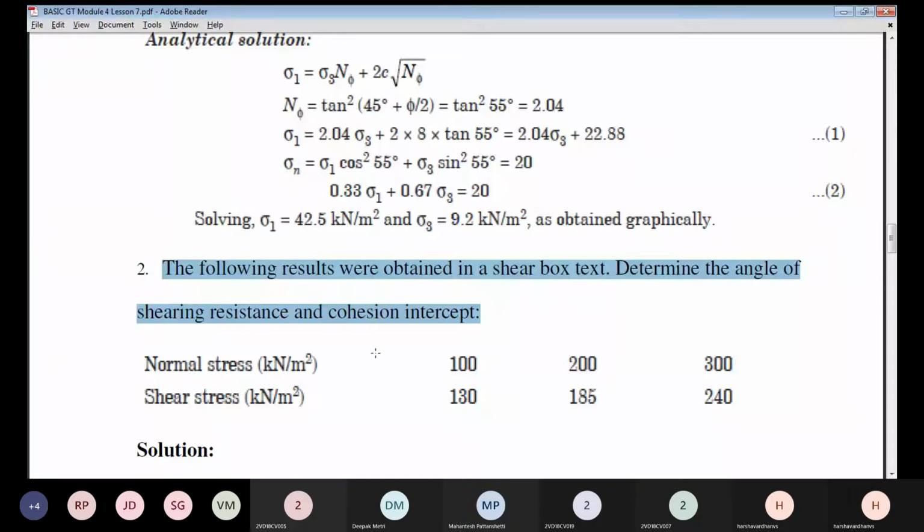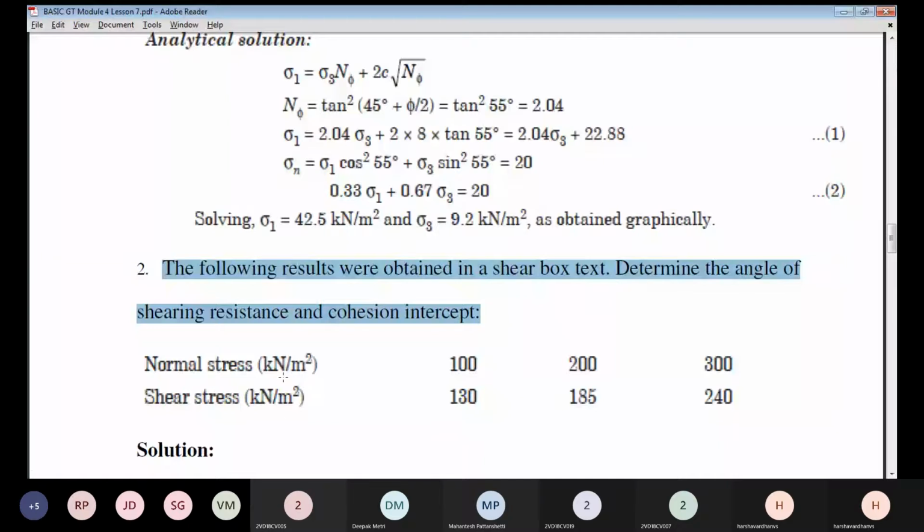The following results were obtained in a shear box test. It is not text, please correct it. It is test, it is wrongly typed. Okay, the following results were obtained in a shear box test. Determine the angle of shearing resistance and cohesion intercept.